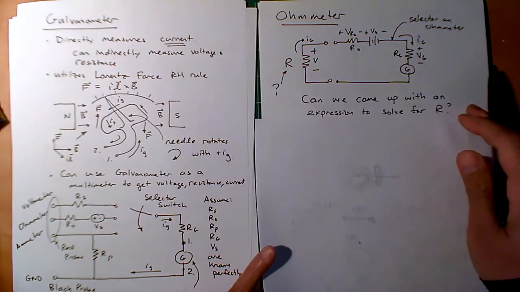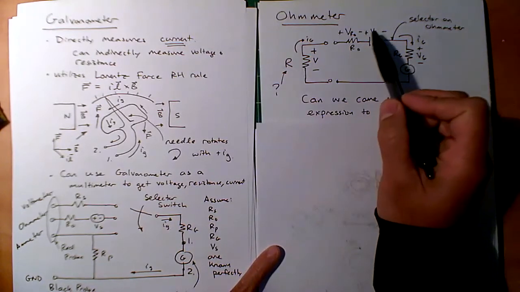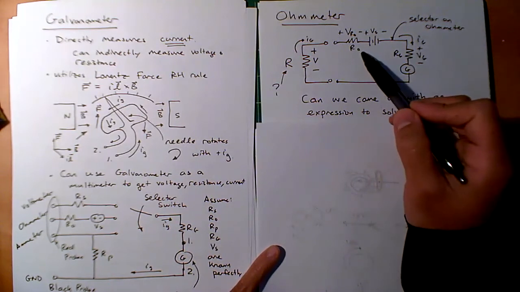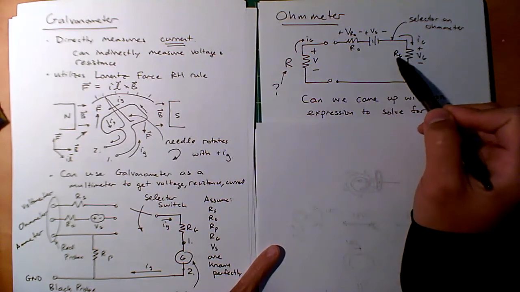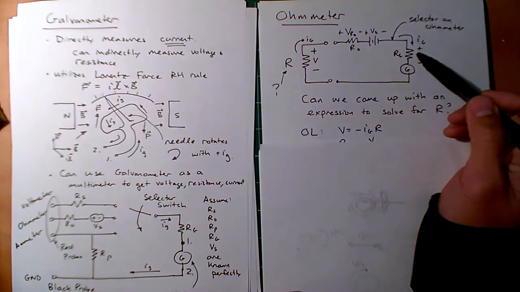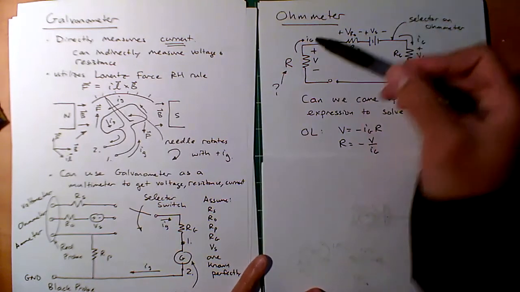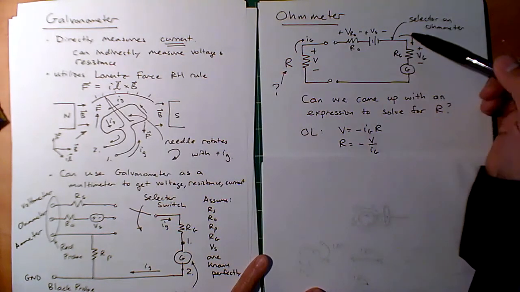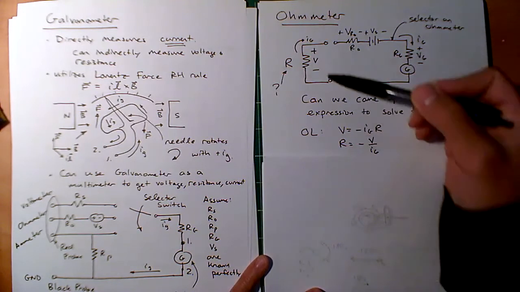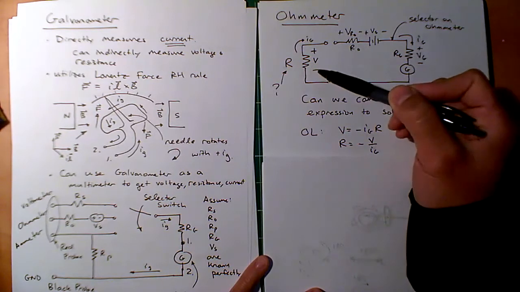All right. So can we come up with an expression to solve for R in terms of these known values? So what is known again? IG from the needle, RG, VS, and R0. So if we look at what we can do, well, we can use Ohm's law, right? We have V equals minus IG R, or R equals minus V over IG if I solve this, right? And why minus? Because this I goes into the negative terminal.